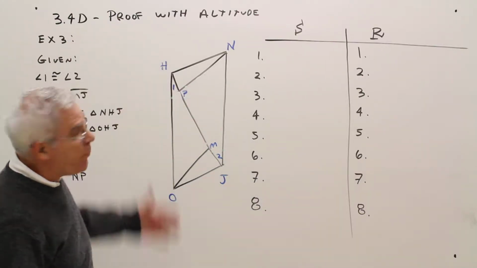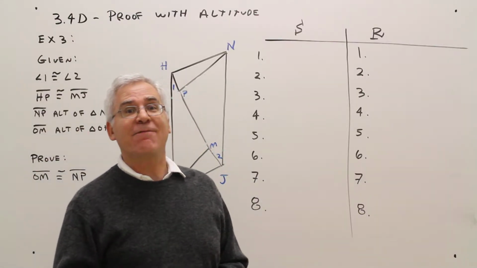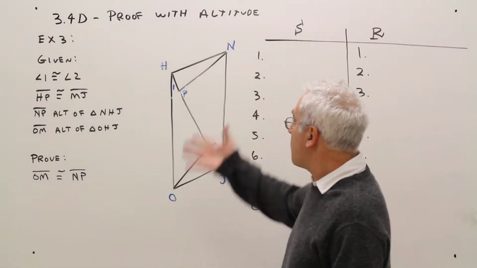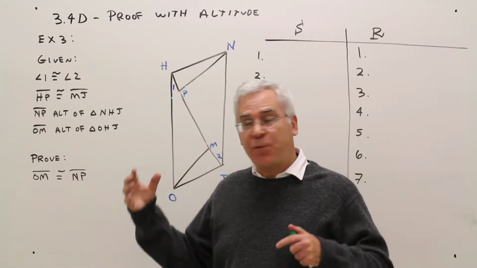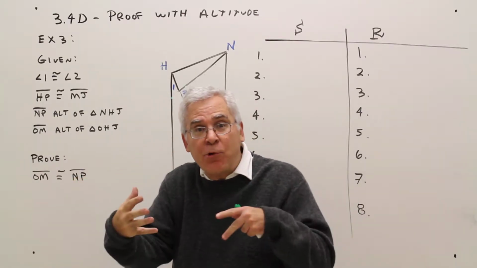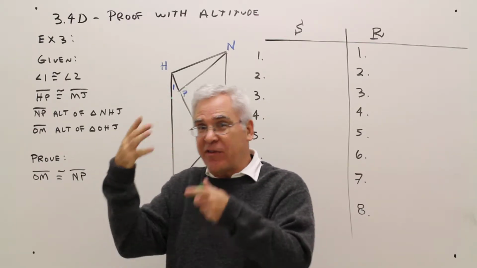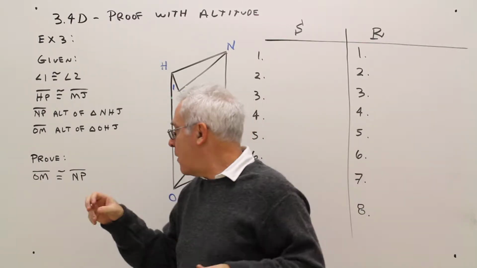Welcome to video 3.4D, a proof involving an altitude. So here's example 3. Sometimes what I like to do is first mark up what I'm trying to prove, and that helps my brain process better when I mark up the givens. It's like, which direction am I going? So let me model that.